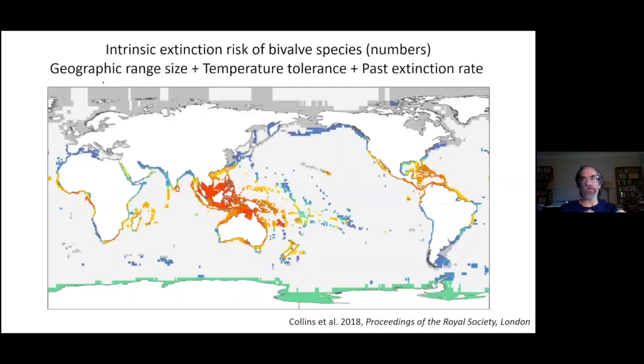The first thing we have to do is assess intrinsic extinction risk of the species. How naturally vulnerable are they to these kinds of pressures? And we developed a simple metric for estimating extinction risk in every species in the oceans by combining their geographic range size, their temperature tolerance, which need not be the same thing as geographic range size, because many tropical species are widespread by tracking a single temperature over very wide expanses of tropical ocean.